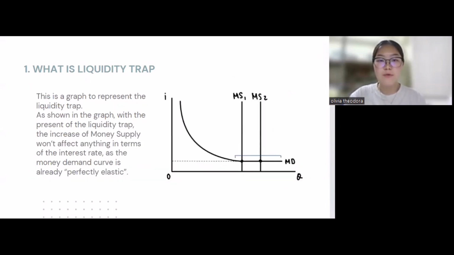This is a graph to represent the liquidity trap. The liquidity trap here can be located in the horizontal part of the demand curve, the one I marked blue. As shown in the graph with the presence of a liquidity trap, an increase in money supply won't affect anything in terms of the interest rate, as the money demand curve is already perfectly elastic.